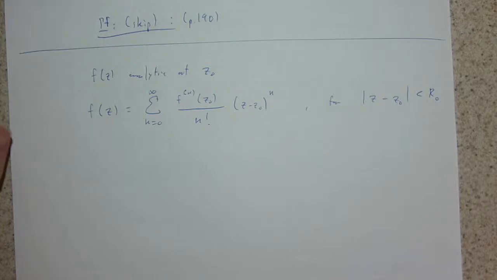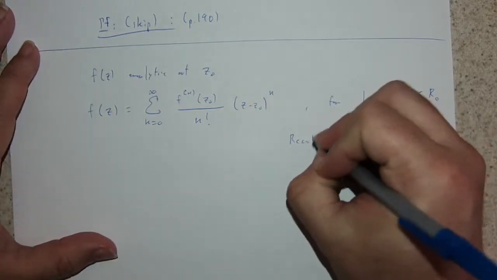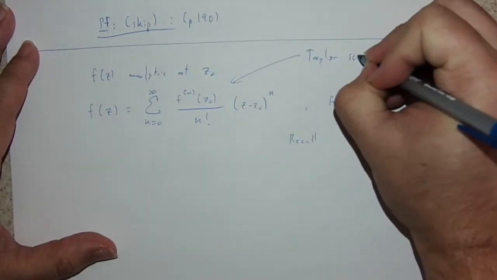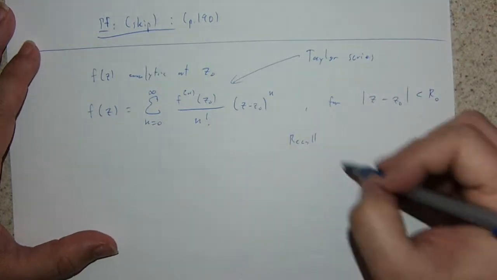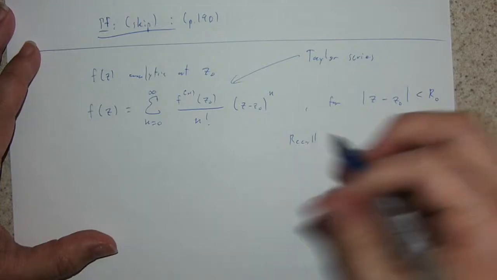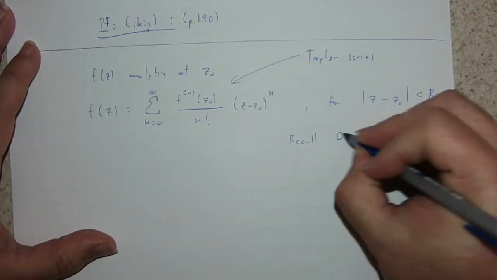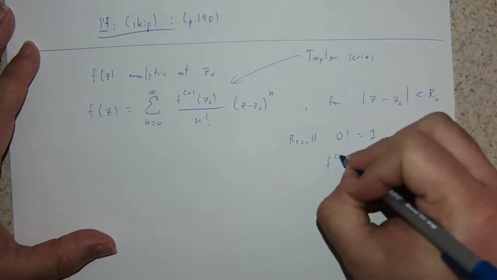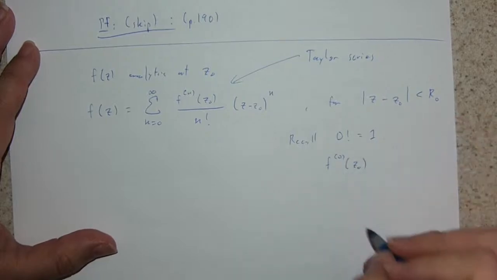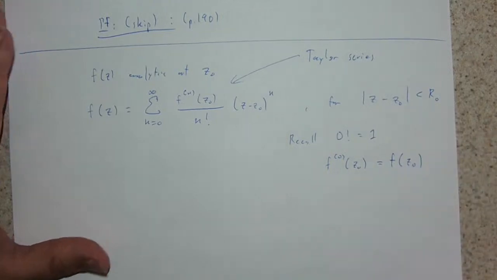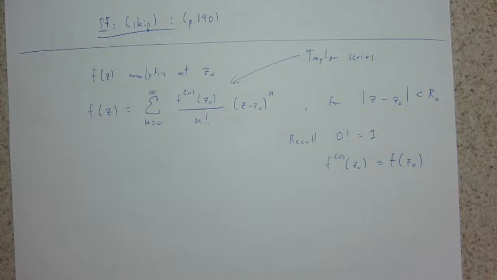Okay. So recall, this thing is called the Taylor series when it's written in this form. Recall that, for instance, 0 factorial is defined to be 1, and the 0th derivative of f at some point is actually just the value of f at that point.